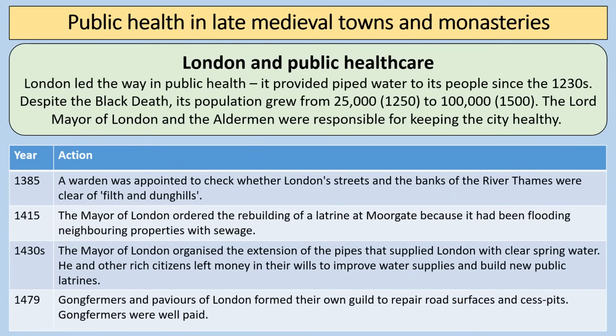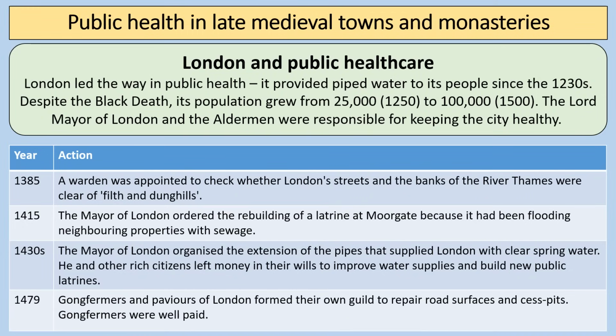London took the lead on public health care. It had provided piped water to its people since the 1230s. Strong evidence for this is that the population actually grew between 1250 and 1500, showing that some of these measures had helped to preserve people's health. The Lord Mayor of London and the aldermen were responsible for keeping the city healthy. Aldermen are almost like city councillors, officials, with the Mayor of London in charge. And we saw, of course, that order from King Edward III to the Mayor of London.